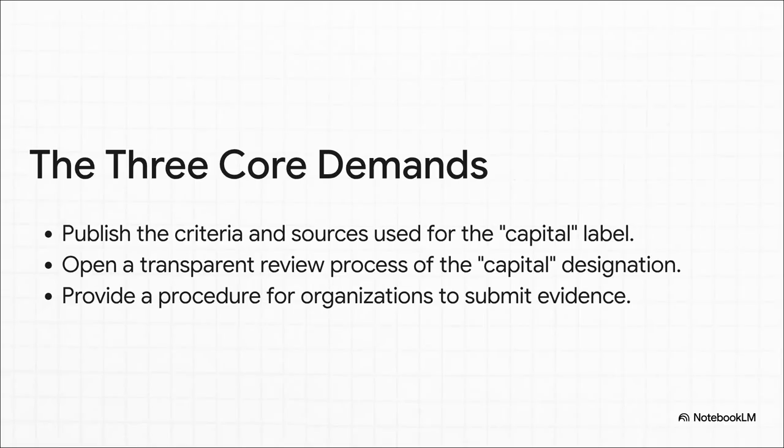When you look at the actual letter template in the source, you see the campaign isn't just yelling, "Hey, change this label." No, it's much smarter. It makes three very specific demands. First, show us your work. What are your criteria and sources? Second, open up a transparent review process. And third, give us a way to officially submit our own evidence. See, it's all about the process, not just demanding a different result.